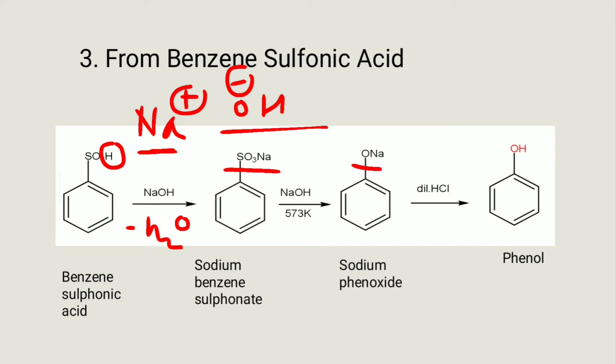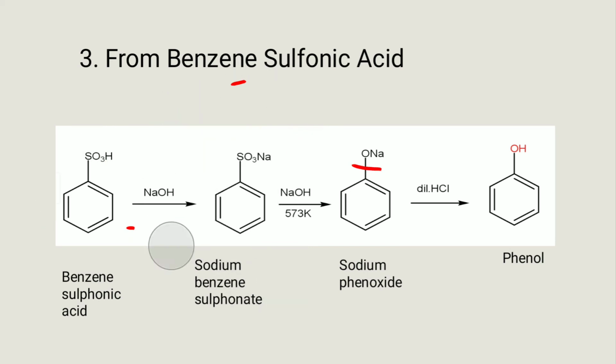So again this is a nucleophilic substitution reaction, therefore high temperature is required. Benzene sulfonic acid on neutralization by NaOH gives sodium benzene sulfonate, which on fusion with solid NaOH at 573 Kelvin gives sodium phenoxide, and that formation of sodium phenoxide is followed by reaction with dilute HCl to give phenol. So that's all.